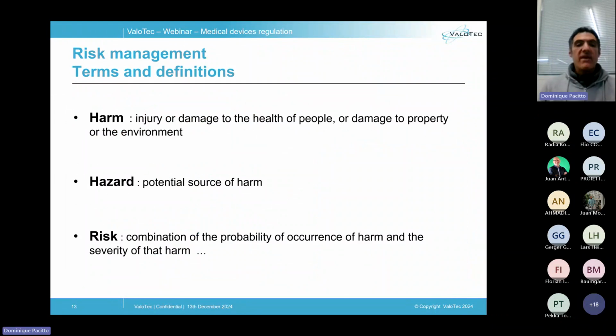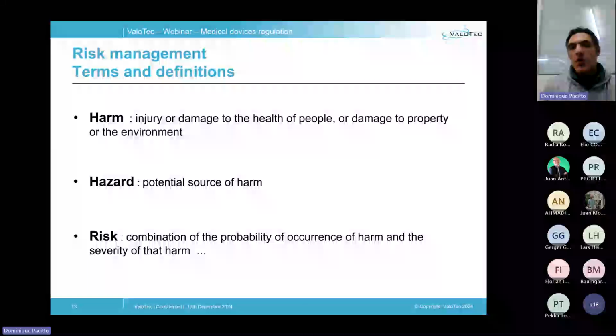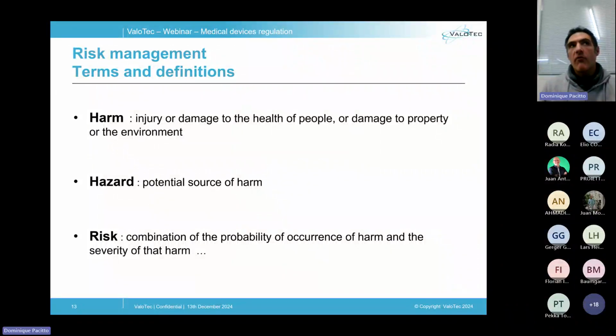So, before diving into the requirements of the standard, let's have a quick review of the most used terms and definitions. You can find the useful terms and definitions in chapter 3 of the risk management standard, and more broadly, standards always include definitions and often in chapter 3. I would like to insist on the three following ones, which are often subject to confusion.